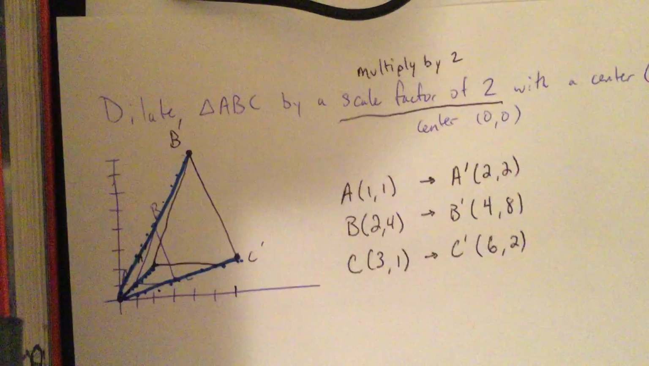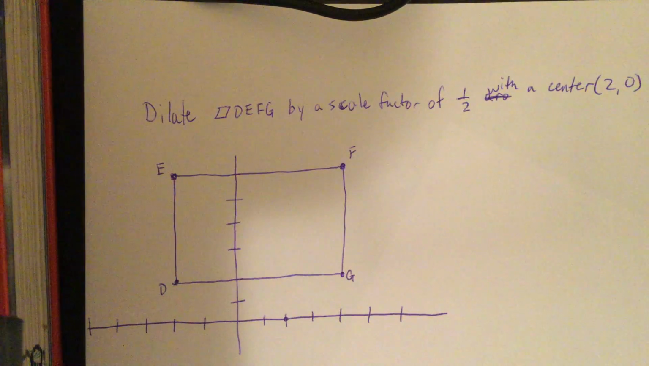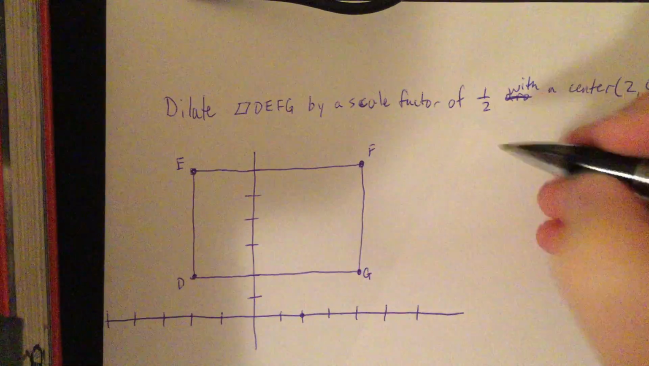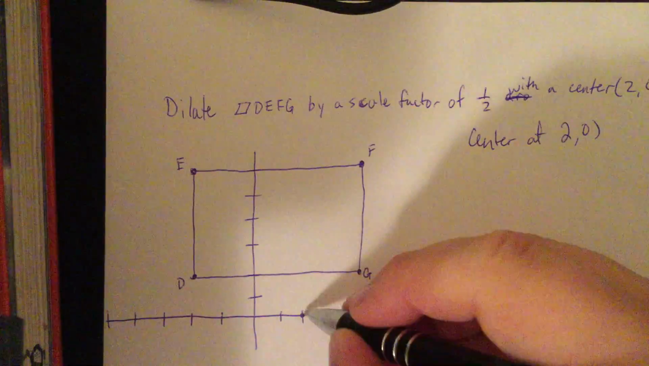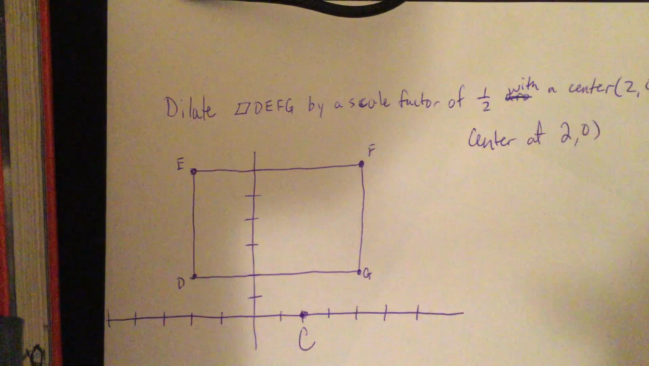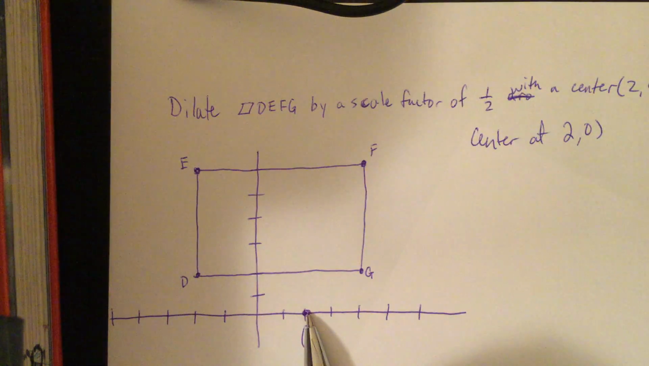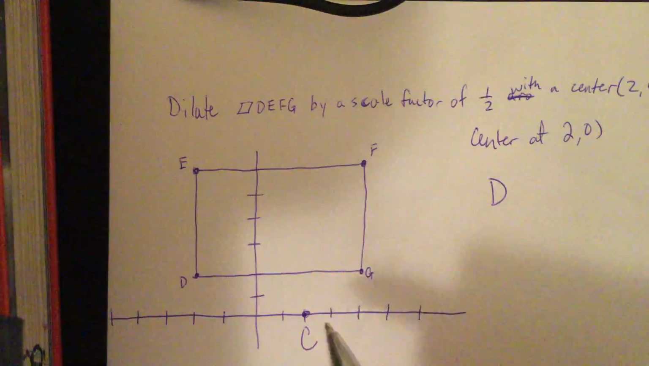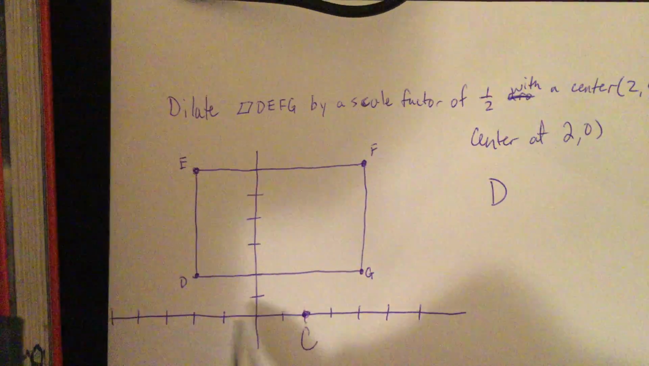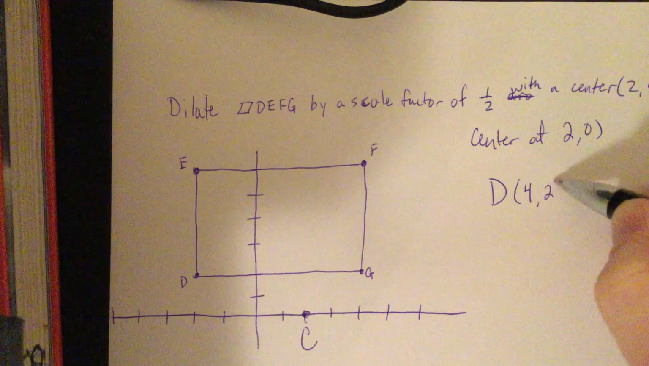Okay, now we're going to try another dilation that has a different center, a center at 2, 0. So here's our center. Center's right there. Now the difference here is that we treat this as our origin. Okay, so point D, I'm starting at the center, and I go 1, 2, 3, 4 to the right, up 2. So 4, 2.